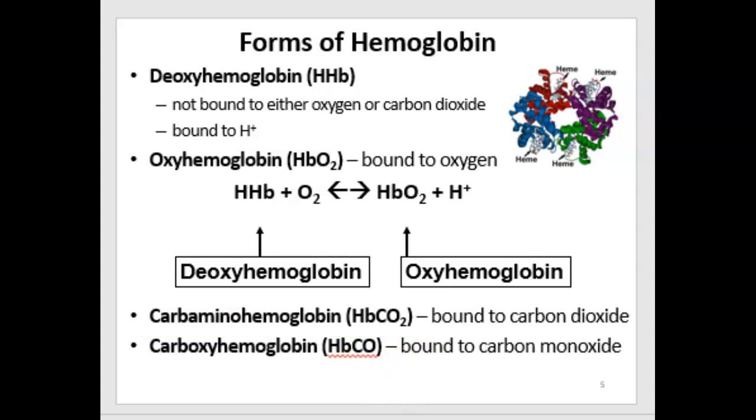Carboxyhemoglobin is bound to carbon monoxide. You've heard of carbon monoxide, I bet, as a poisonous, odorless gas. And we'll see why that's important in our discussion in a little bit. I know it's not that important for our metabolism. In fact, it is a poison, but it's interesting.